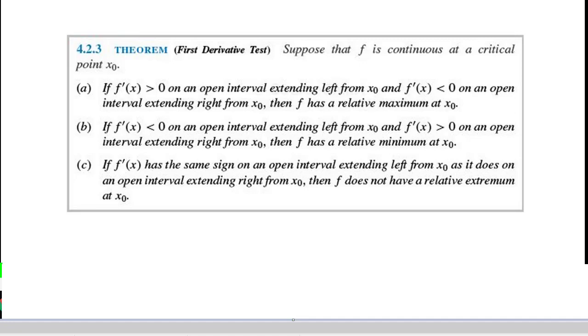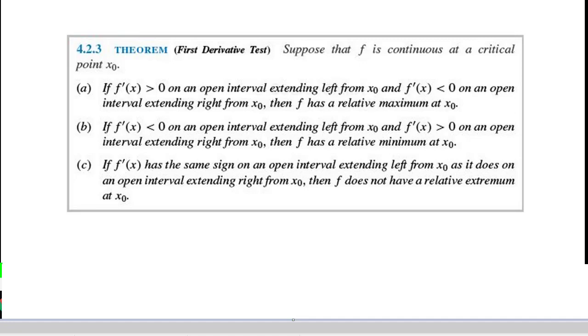If f prime of x is greater than 0 on an open interval extending left from x naught and f prime of x is less than 0 on an open interval extending right from x naught, then f has a relative maximum at x naught. If f prime of x is less than 0 on an open interval extending left from x naught, and f prime of x is greater than 0 on an open interval extending right from x naught, then f has a relative minimum at x naught. If f prime of x has the same sign on an open interval extending left from x naught as it does on an open interval extending right from x naught, then f does not have a relative extremum at x naught.